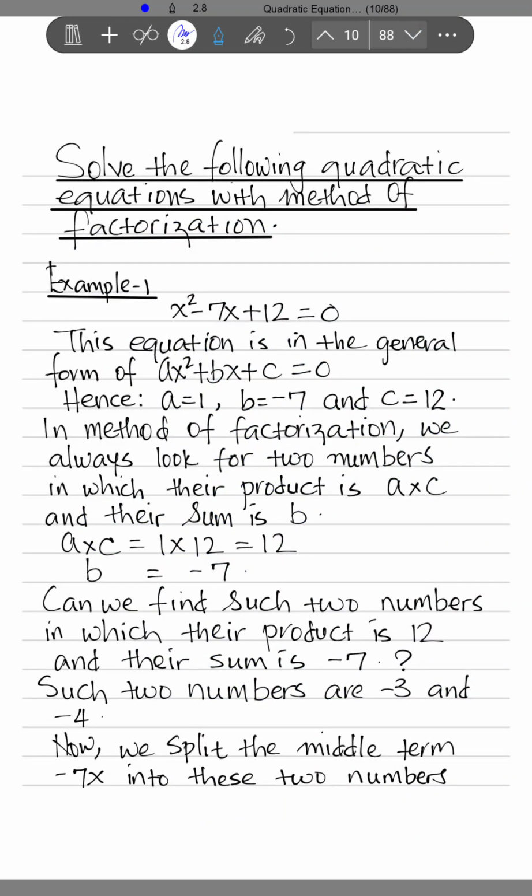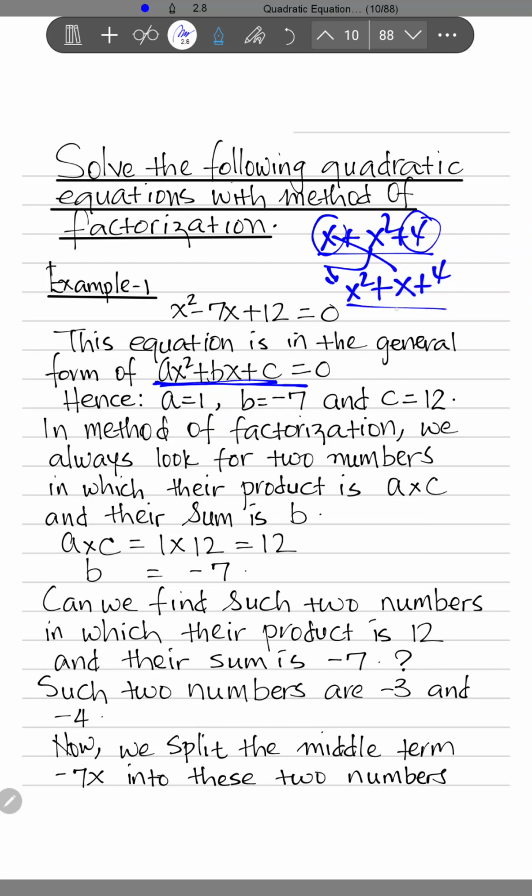Now let's do the first technique of solving a quadratic equation, which is called method of factorization. Let's see one example here. This equation is in the general form of ax squared plus bx plus c. Remember, every time we have a quadratic equation, we make sure that we put it in this format. What does it mean? If we are given x plus x squared plus 4, this is not the form of a quadratic equation. We need to bring this one in the front here: x squared plus x plus 4. We need to practice arranging quadratic equations of the form ax squared plus bx plus c.